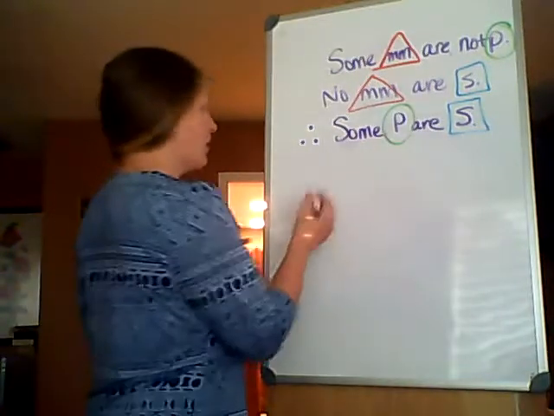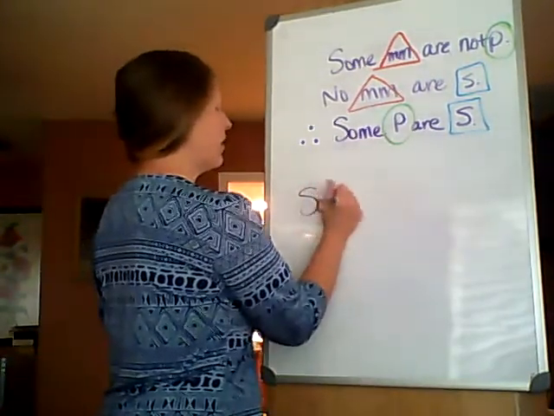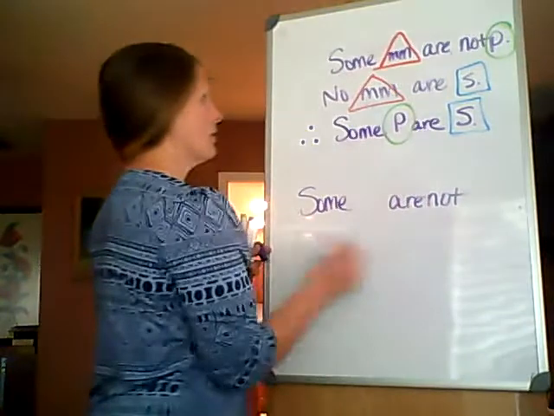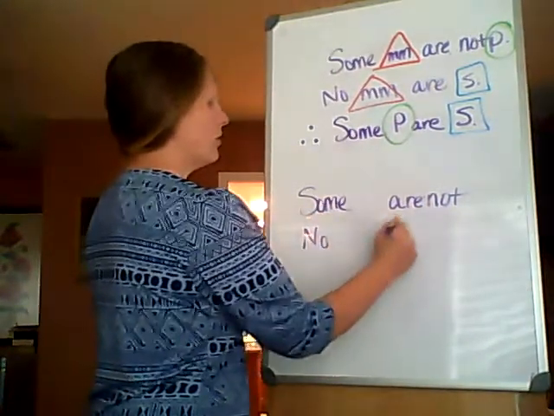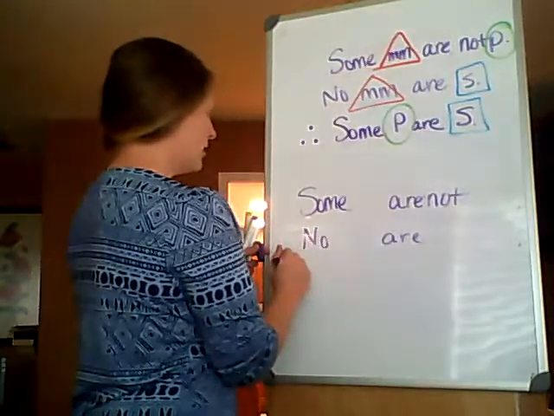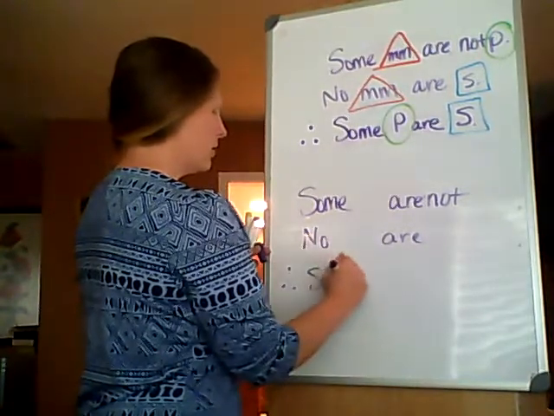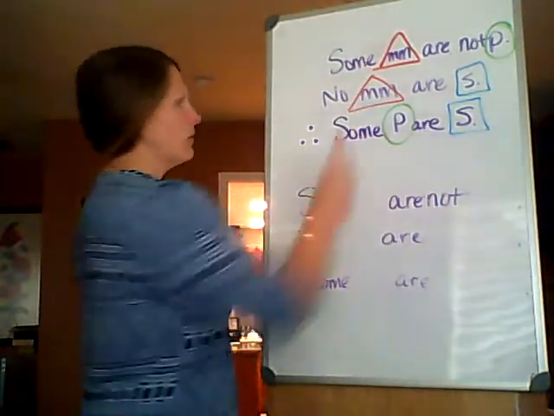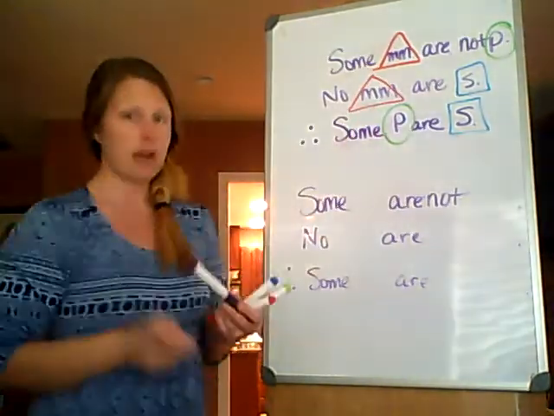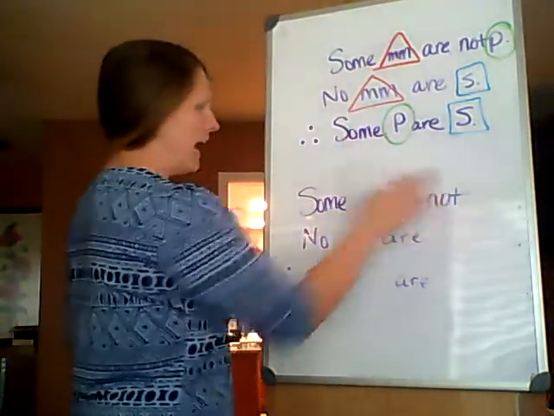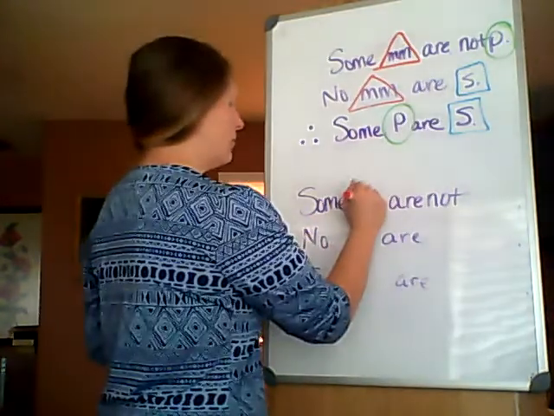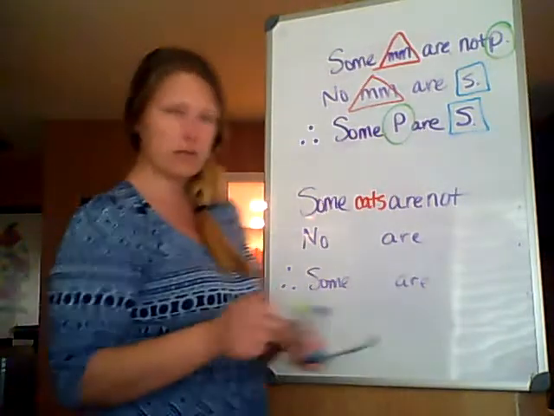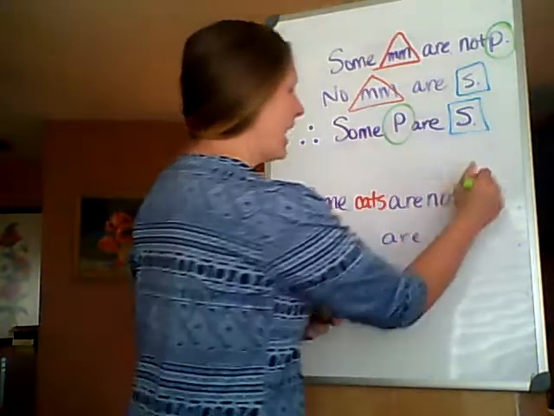And so what I'm going to do is let's use cats. So I'm going to say some blank are not blank. No blank are blank. And my conclusion says some blank are blank. Okay. So whatever I pick to go right here, I need to make sure it goes down there as well. So I'm going to use cats, and I'm going to say that some cats are not lions, and that is true. Some cats are not lions.